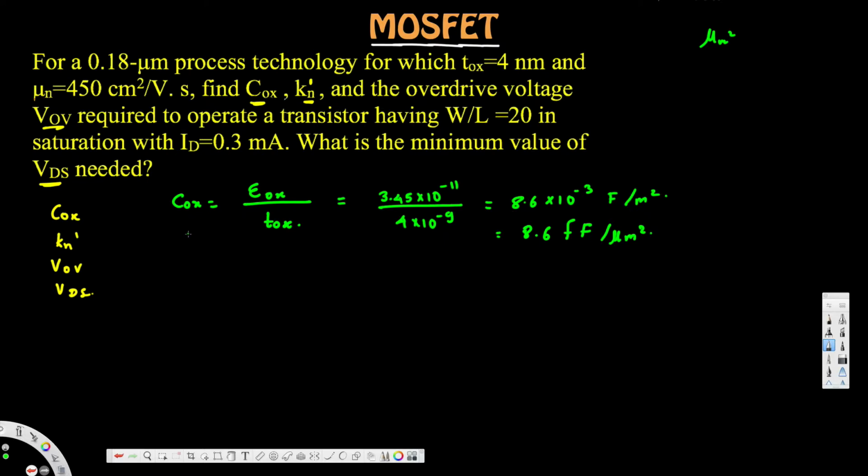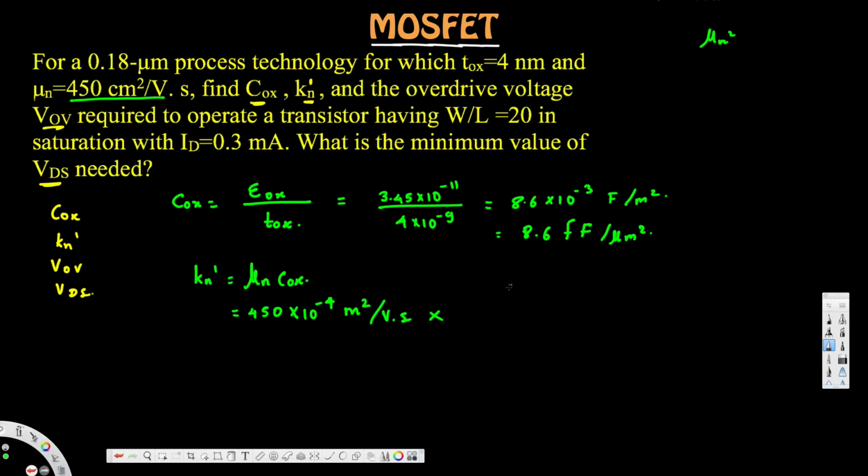Okay, now the next thing is we have to find out Kn prime, that's transconductance parameter. That can be calculated using mu(n) COX. Here we have the mu(n) provided, 450 centimeter square per volt second. I am converting this centimeter square into meter square. When we have centimeter square, it means the whole centimeter square. So in order to convert this into meter square, we just have to multiply this by 10 to the power of minus 4. Now this is going to become meter square divided by volt second.